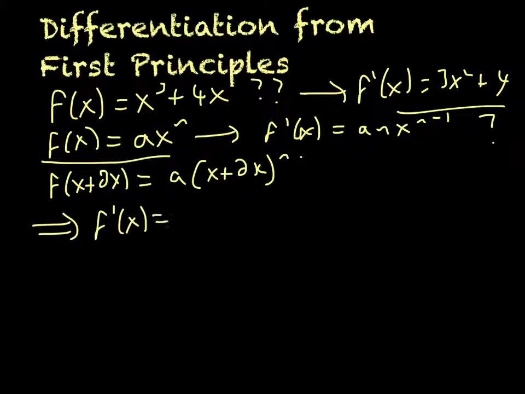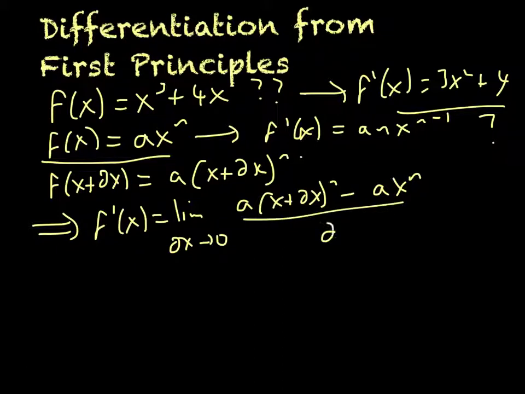So f dash of x then is the limit as delta x tends to 0 of f of x plus delta x, which is this, subtract our f of x, ax to the n, which is this, and this is all over delta x. Again, we can't divide by delta x straight away. We can't snap this to 0 because this will be divided by 0, and then again all of our noses will bleed and time will stop as we know it.